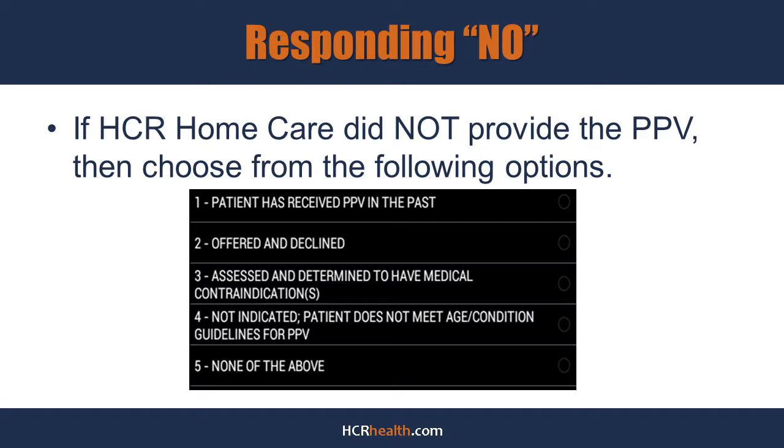Choose number 3, assessed and determined to have a medical contraindication if the patient has an anaphylactic hypersensitivity to the components of the pneumococcal vaccination, or if they have had a bone marrow transplant in the past 12 months, or if they have undergone chemo or radiation within the last 2 weeks. Choose number 4, not indicated, the patient does not meet the age or condition guidelines if the patient is not included in any of the high-risk populations previously discussed. And finally, choose number 5, none of the above, if no other response is appropriate.